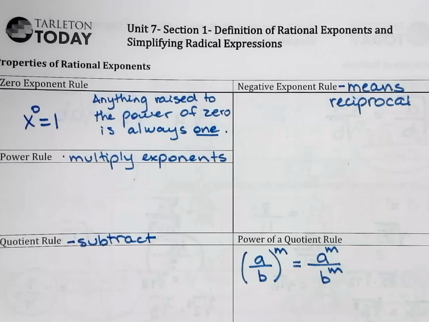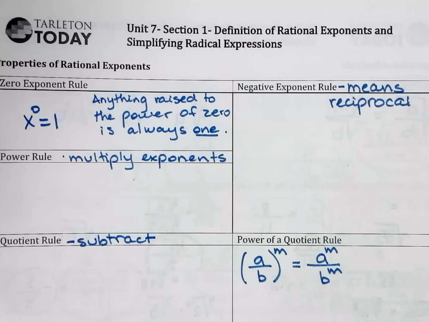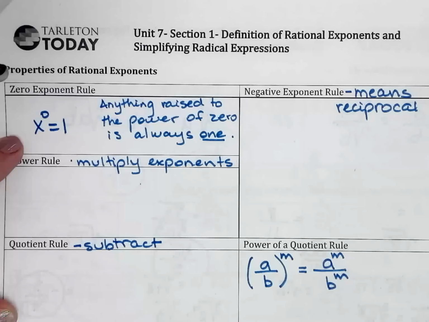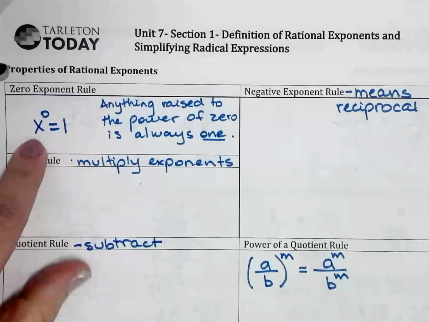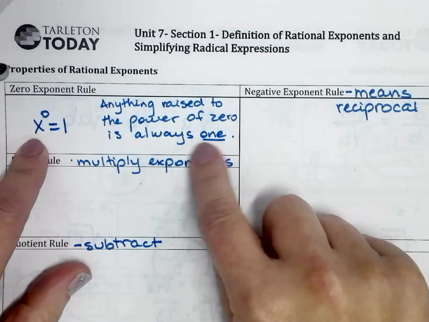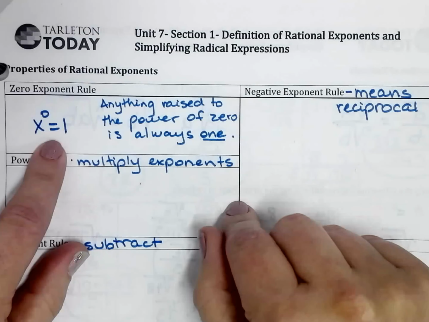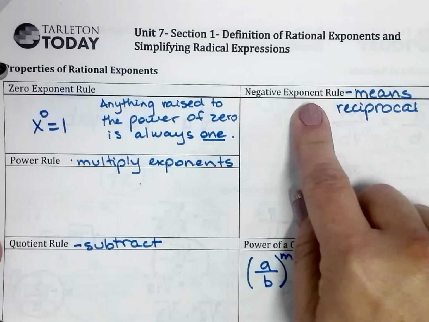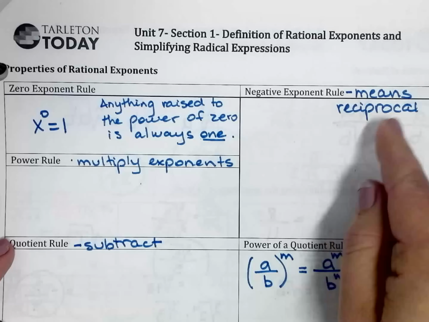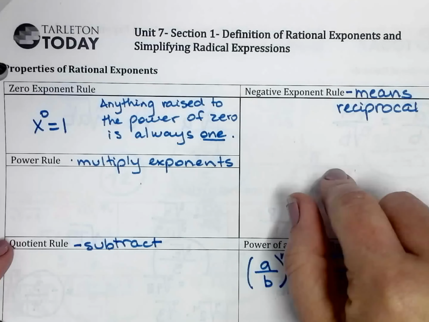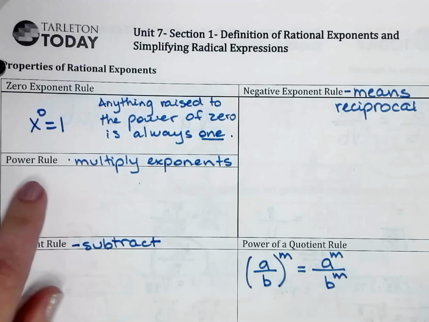Okay, so after you took the notes over exponent rules, we know the zero exponent rule: anything raised to the power of 0 is always 1. Negative exponent means reciprocal, which is when you turn that fraction or even a whole number upside down.